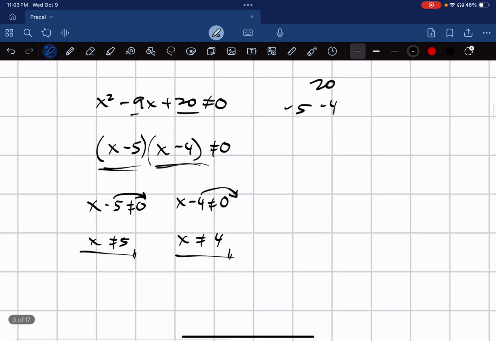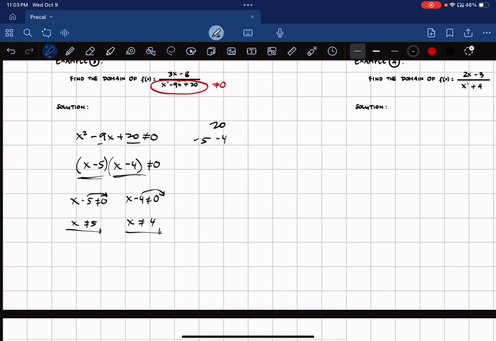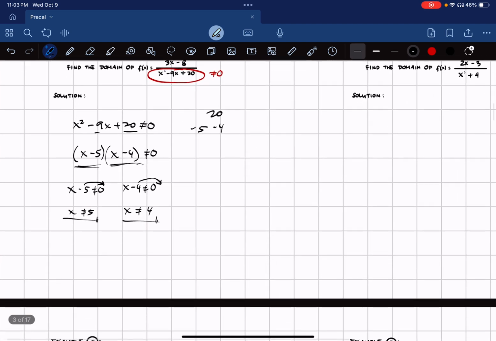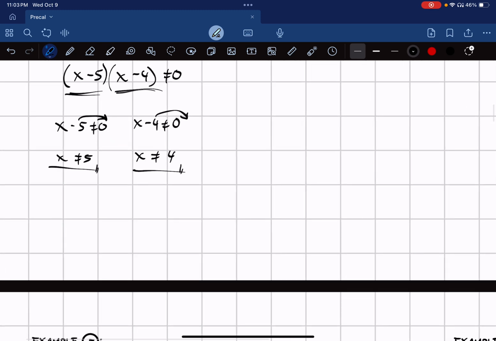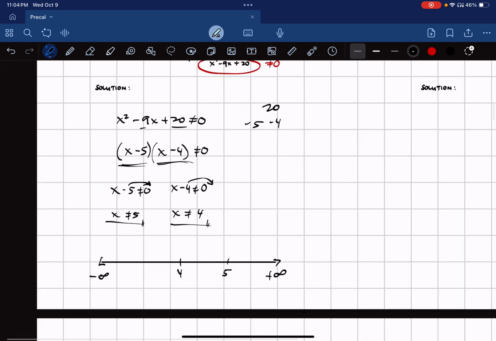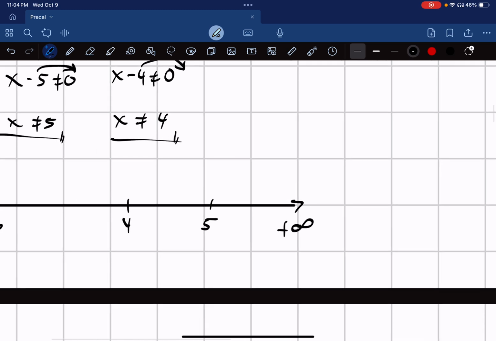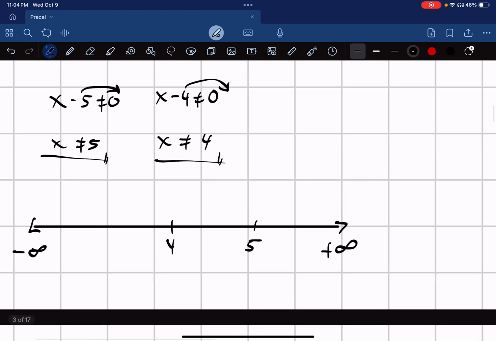That is our restriction. Now, let's plot that on the number line, from negative infinity to positive infinity. Then we have 4, and then we have 5. Since it is not equal to, we use open circles at 4 and 5, so they are not included in the solution set.